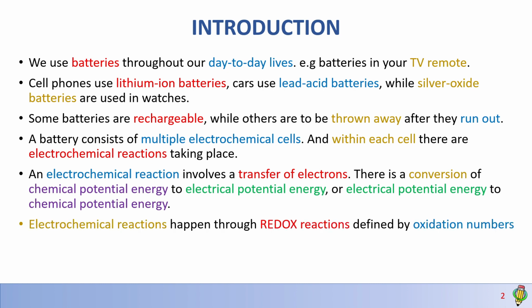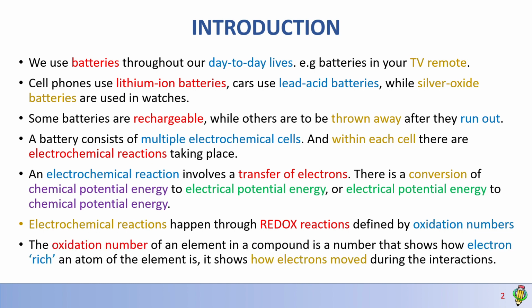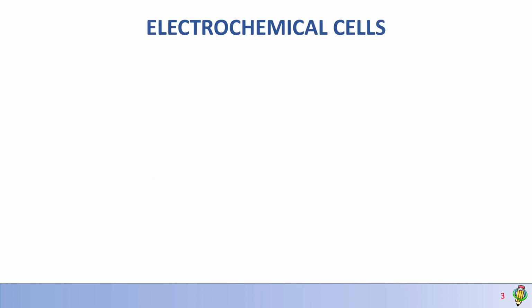Electrochemical reactions happen through redox reactions, which are defined by oxidation numbers. We call the oxidation number of an element in a compound a number that shows you how electron rich an atom is. It shows you how electrons have moved during the interactions. In this video, we are going to discuss two types of electrochemical cells.